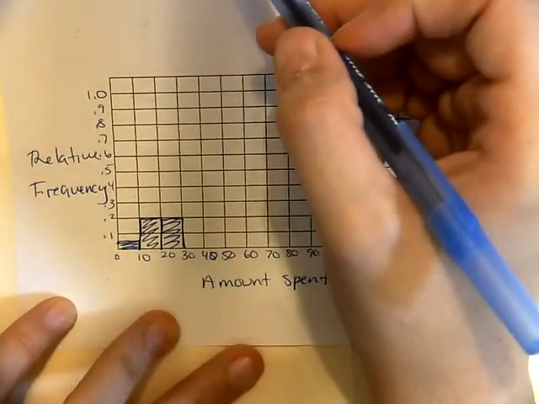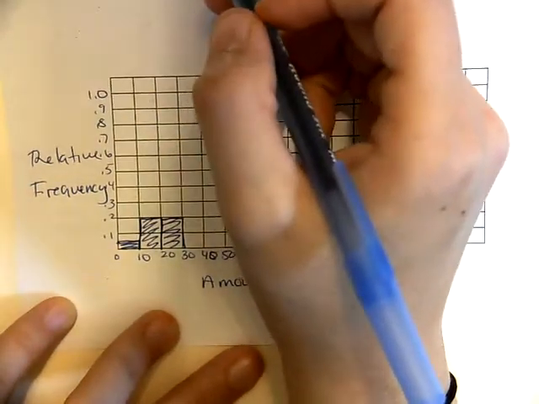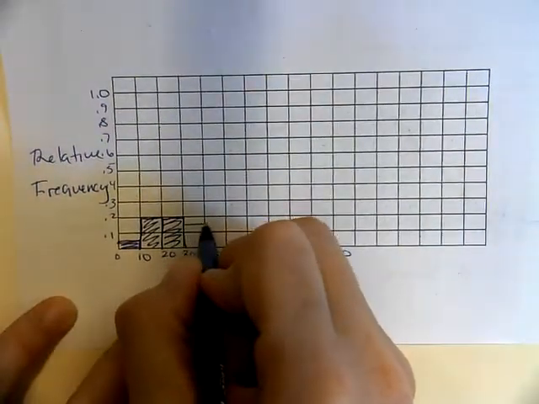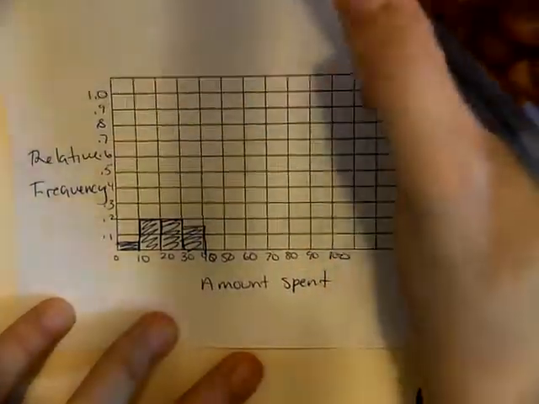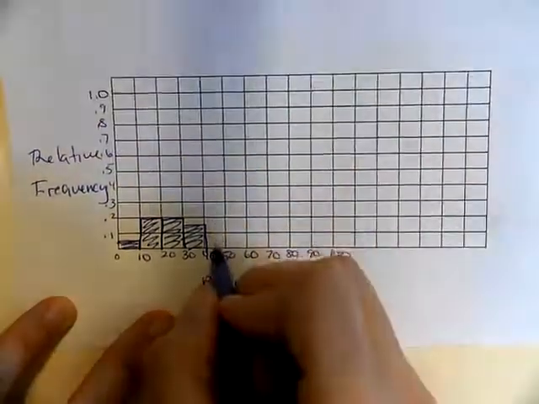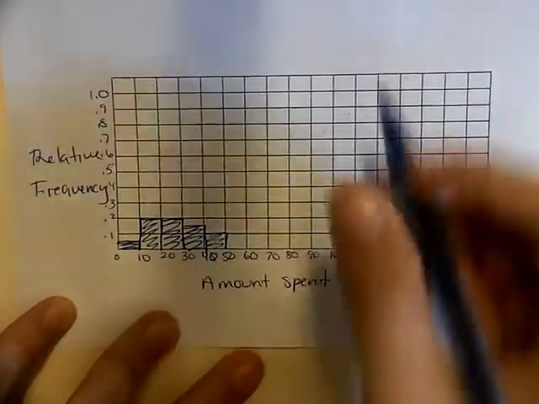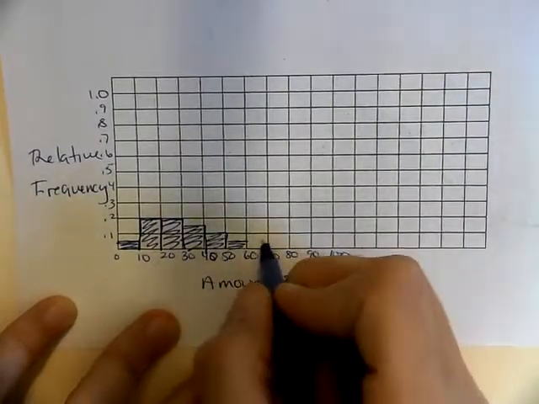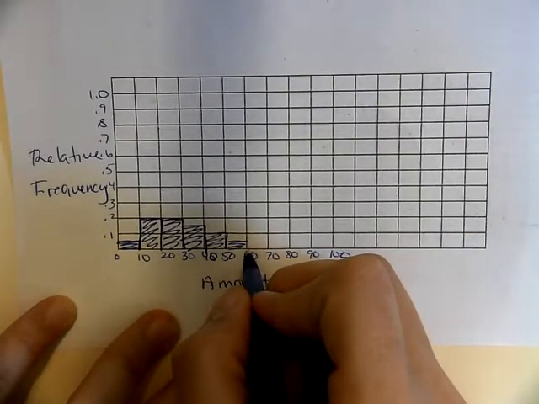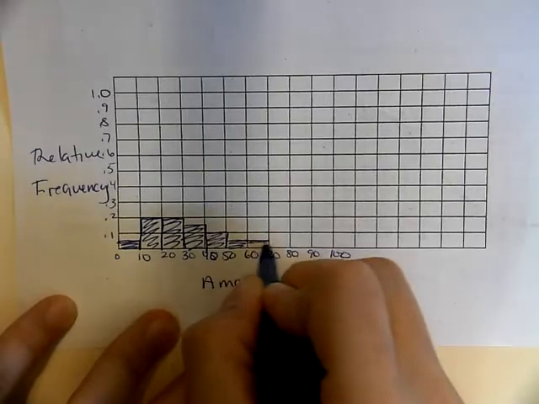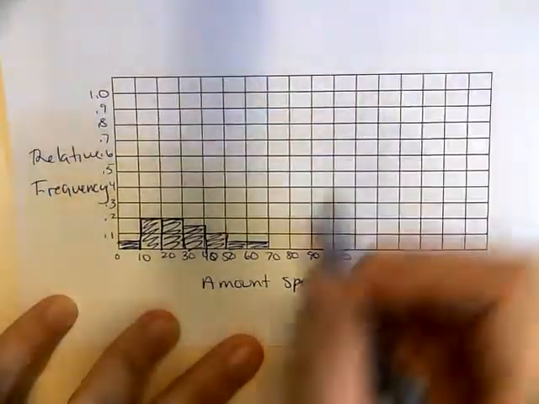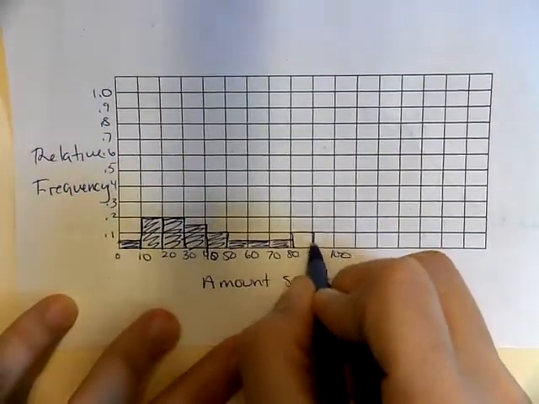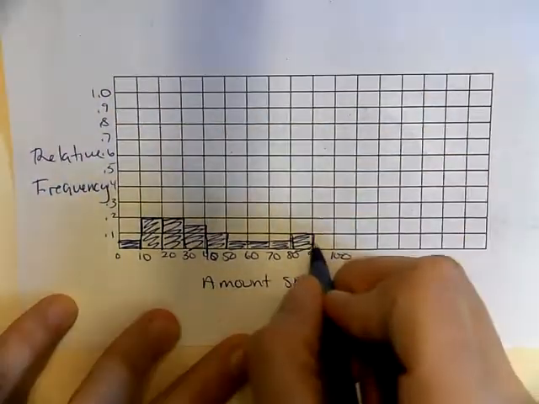From 30 to 40, it jumped 10% because it went, or 15% because it went from 45 all the way up to 60. So 15%. From 40 to 50, it went up 10, just went from 60 to 70. From 50 to 60, it went up 5. 60 to 70 was 5. 70 to 80 was 5. 80 to 90 is 10. And 90 to 100 was 5.